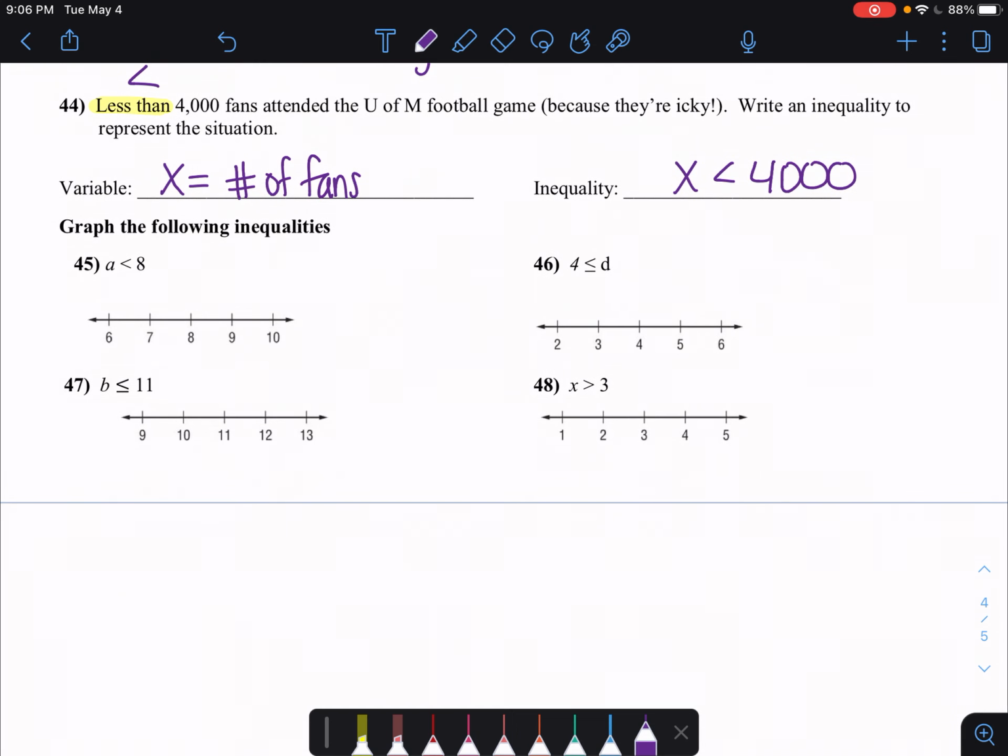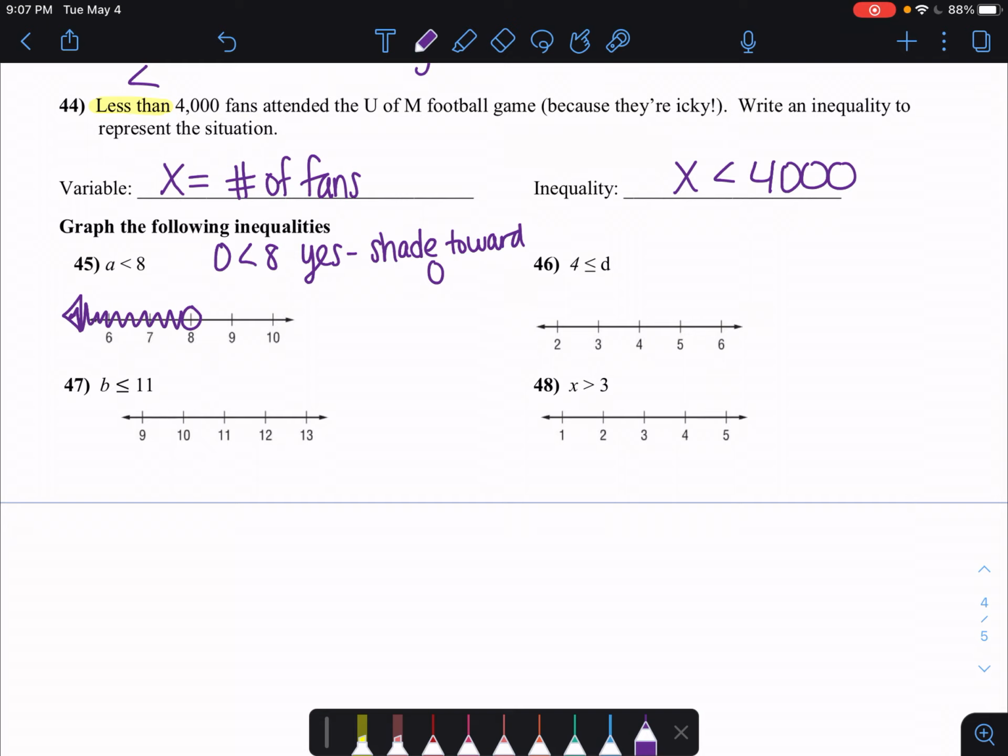In number 45 through 48, you're graphing the inequalities. These number lines have a little bit more information than I usually ask for, but you can still use them. So for number 45, I'm going to have an open circle on the number 8, and then I'm going to check 0. So is 0 less than 8? That is a yes. So I'm going to shade toward 0, which is going to be to the left of the number line.